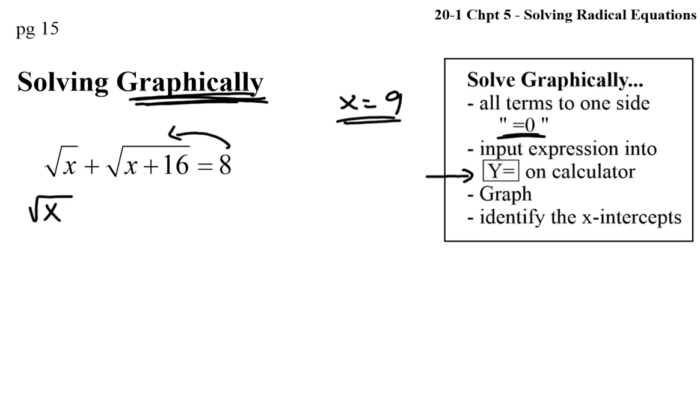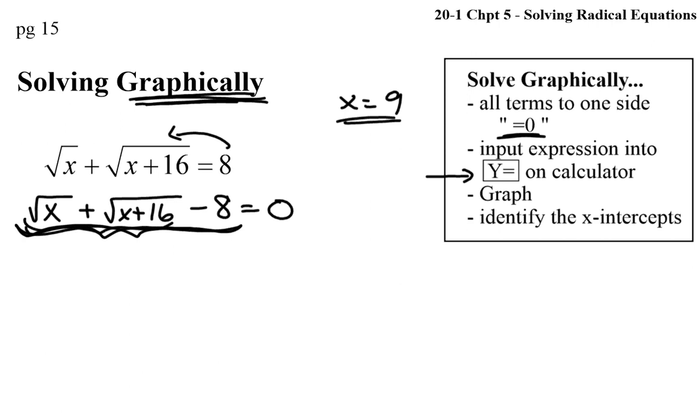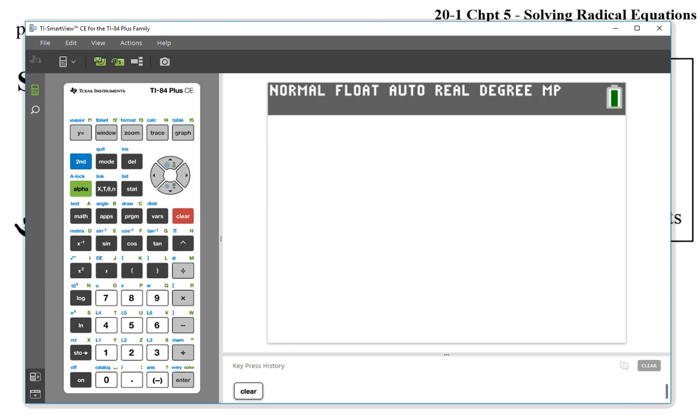So we're going to have to plug into our calculator root x plus root x plus 16, subtract 8 equals 0. Sorry, the whole thing will be plugged into the calculator, and we'll go from there. So pull up the calculator. We have root x.